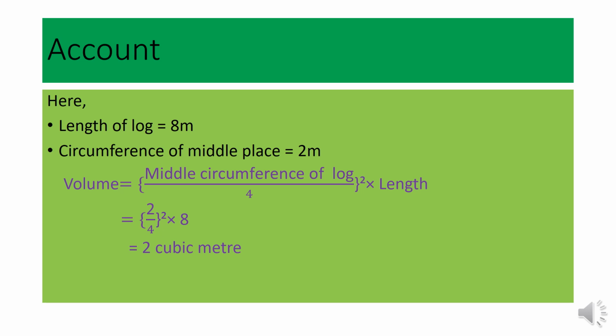Firstly, volume. Volume equals middle circumference of log divided by 4, whole to the power 2, into length. Here the length of the log is 8 meter. The circumference of the middle place is 2 meter. So the volume is 2 cubic meter, and it is measured with the help of Hoppus law.